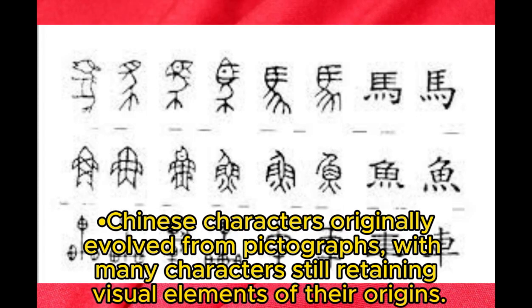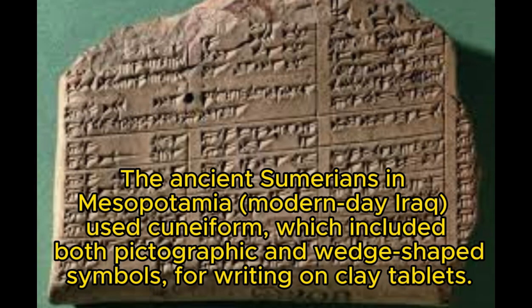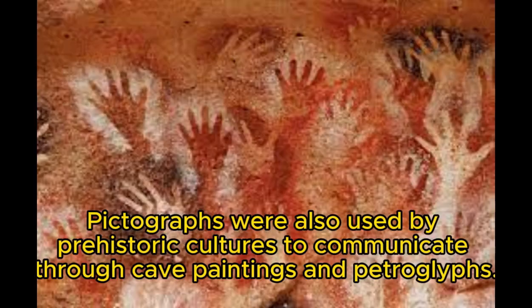Chinese characters originally came from pictograms, with many characters still retaining visual elements of their origins. The ancient Sumerians in Mesopotamia, modern-day Iraq, used cuneiform, which included both pictographs and wedge-shaped symbols for writing on clay tablets. Pictograms were also used by prehistoric cultures to communicate through cave paintings.